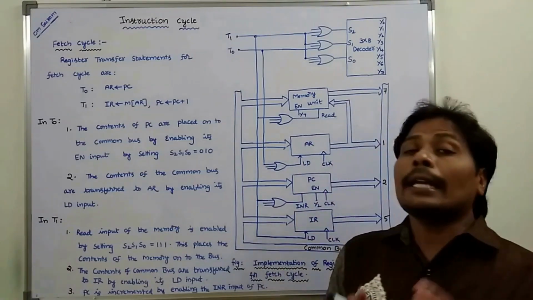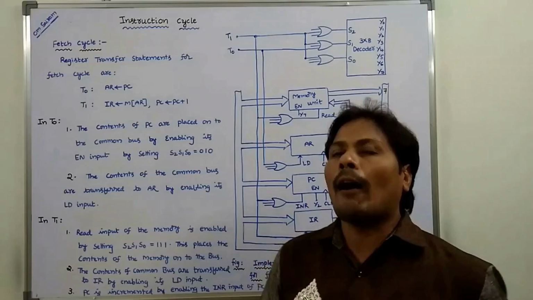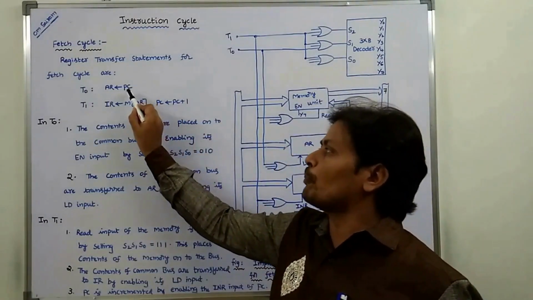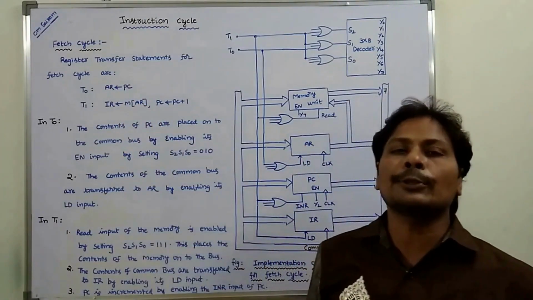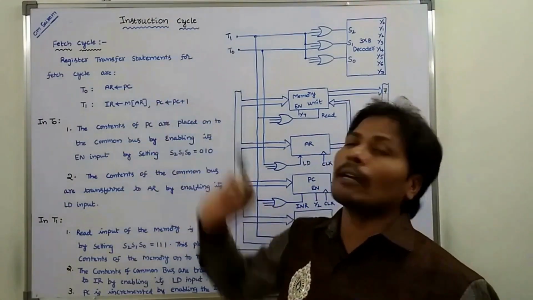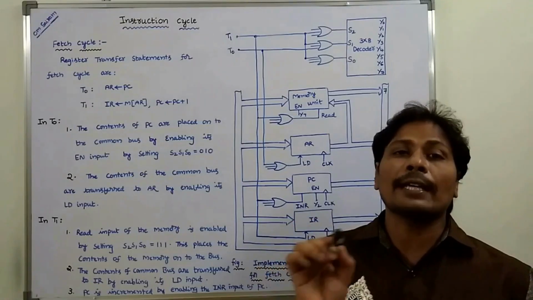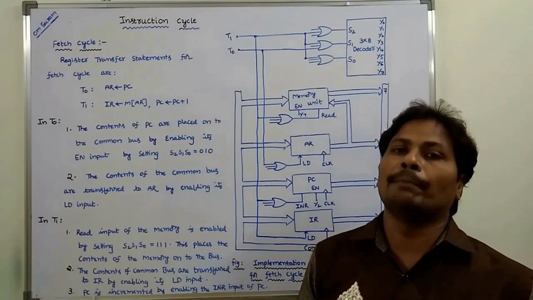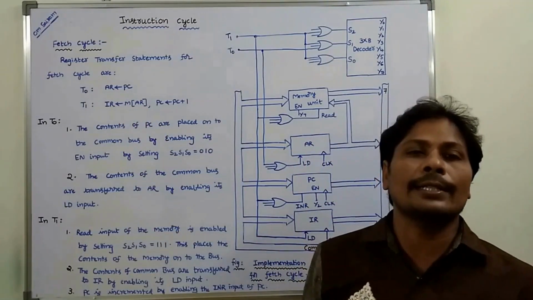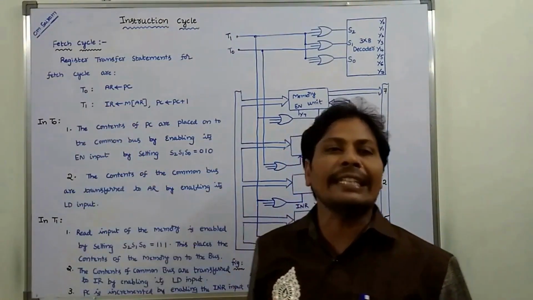The register transfer statements for the fetch cycle are: at T0, the content of PC is transferred to address register AR. What is the content of PC? PC contains the address of the first instruction in the program. That address is transferred to the address register AR at timing signal T0.